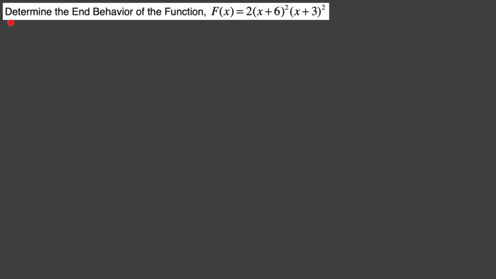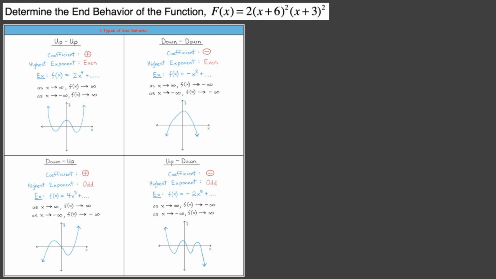This question says, determine the end behavior of the function f of x equals 2 times x plus 6 squared times x plus 3 squared. So what are the four options for end behavior? Let's take a look at those. So up is the first.